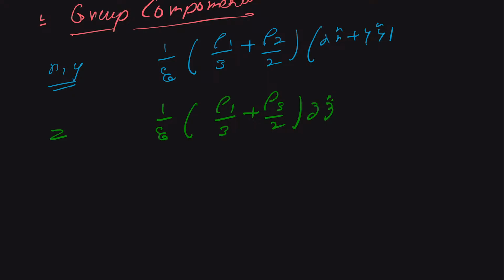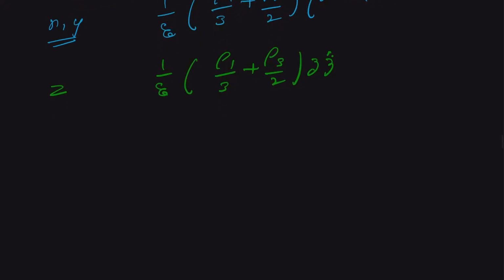Now the question asks that we want the electric field to be equal to 0. So we are going to impose that our electric field should be equal to 0. We have three coordinates x, y and z, and all three coordinates are independent of each other. So each coefficient individually must be equal to 0.